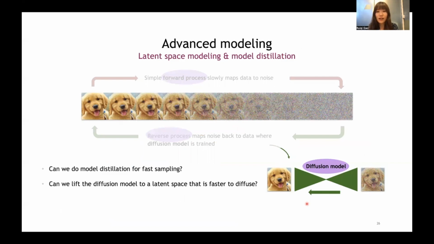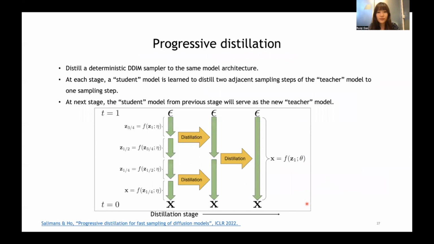Okay, so the last part comes to the advanced diffusion models. Basically, we want to ask 2 questions. So first, can we do model distillation so that the distilled model can do faster sampling? And second, can we lift the diffusion model to a latent space that is faster to diffuse?